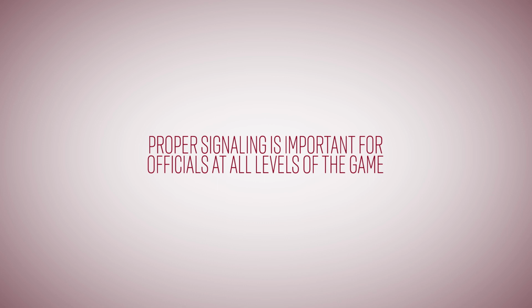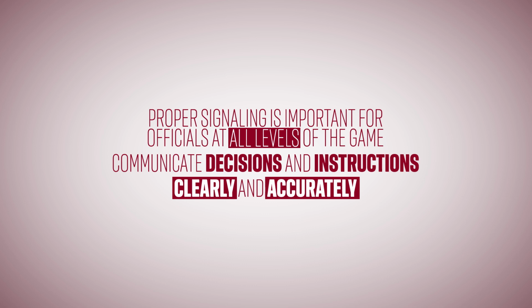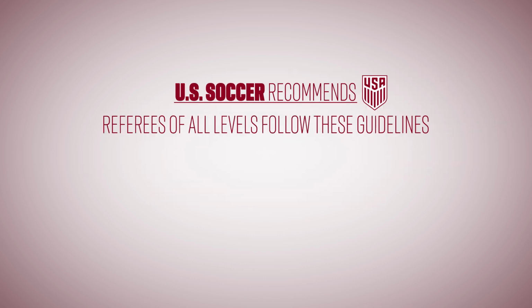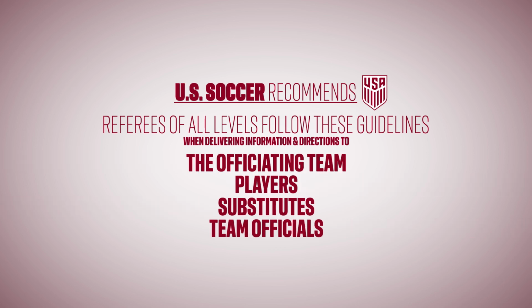Proper signaling is important for officials at all levels of the game. The specific signals used by the referees are intended to communicate decisions and instructions, so it's vital that these signs be performed clearly and accurately. US Soccer recommends that referees of all levels follow these guidelines to provide consistency and clarity when delivering information and directions to other members of the officiating team, players, substitutes, team officials, and spectators.